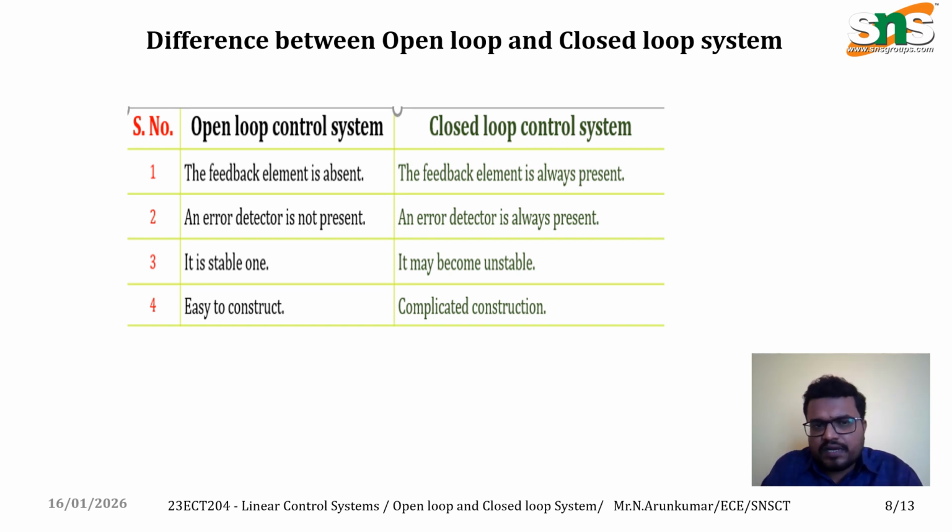So the difference between open loop and closed loop systems: the closed loop system has a feedback element, whereas the open loop doesn't have any feedback element. In the closed loop system, feedback is the primary element. Next, in open loop, error detection is not present, whereas here error detection is present. Open loop is a stable one. Closed loop may become unstable, because the input and the feedback signal are combined. Open loop is easy to construct, while closed loop is more complicated because more additional devices are added, so the construction is complicated.